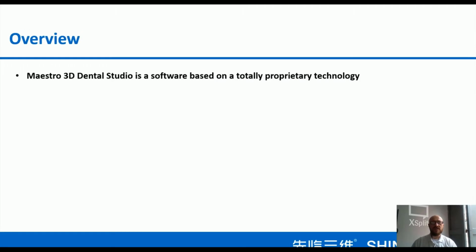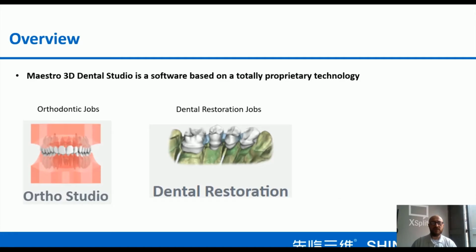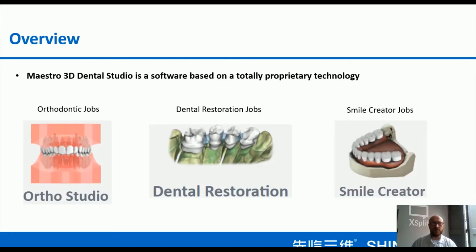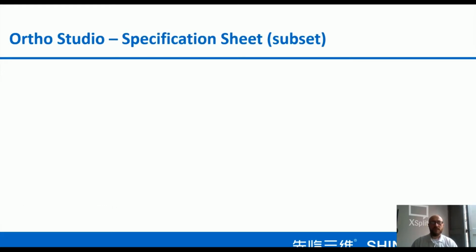The software is based on a totally proprietary technology. It's modular and the three main modules are Ortho Studio for orthodontic jobs, dental restoration and Smile Creator. During this live session, we will focus on the first one, the Ortho Studio for orthodontic projects. As you can see, the input and output files are in open file formats as STL, OBJ, PLY.